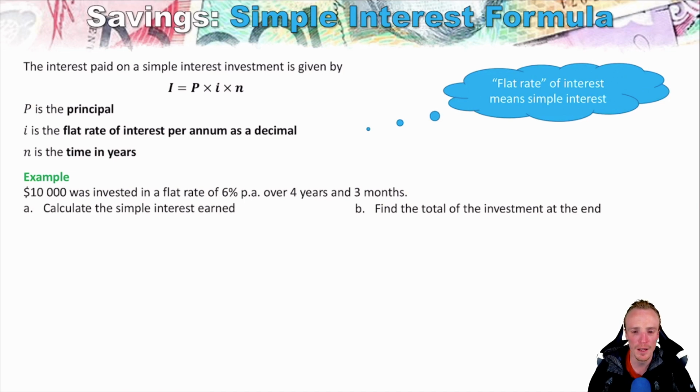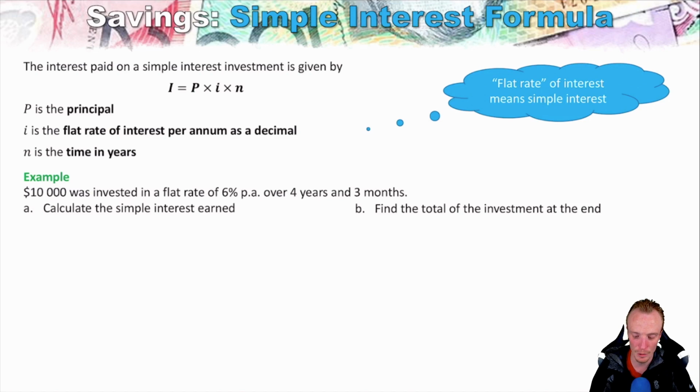So in front of me, I've got $10,000 that was invested at a flat rate. Flat rate's a really important word that you need to get to know. It means simple interest. It's been invested at a flat rate of 6% per annum over 4 years and 3 months. It's really important here that this time needs to be in years. So we're going to have to get these months into years, which we'll do in a moment. So what do I do with these sorts of questions?